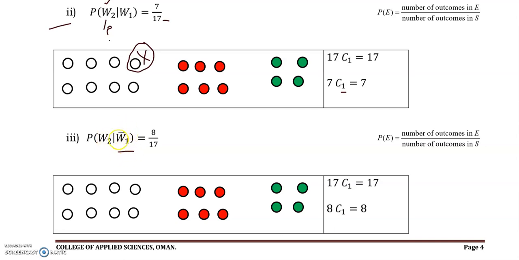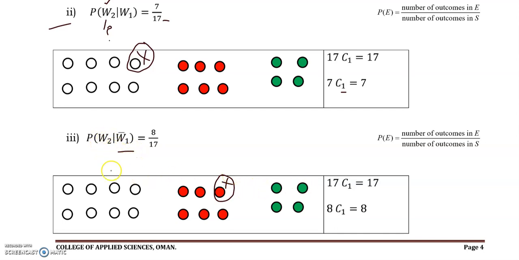So W1 bar means the first ball drawn is not white. So maybe it is red or green. I assume that it is red. The first ball drawn is not white. Just I assume that this is red. I can cancel one ball because I keep this W1 bar outside. Now under this condition, we have to calculate W2.